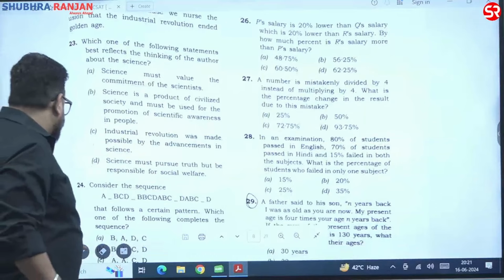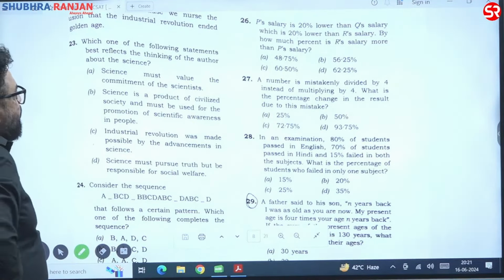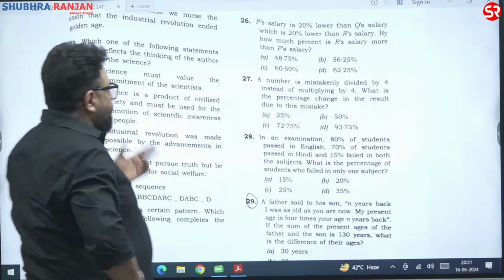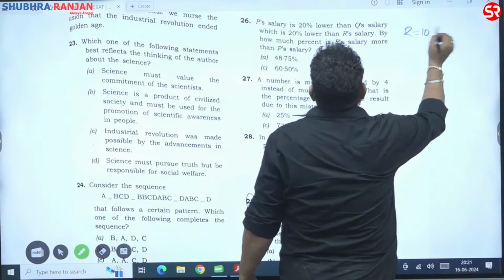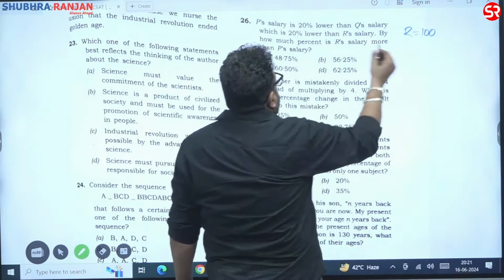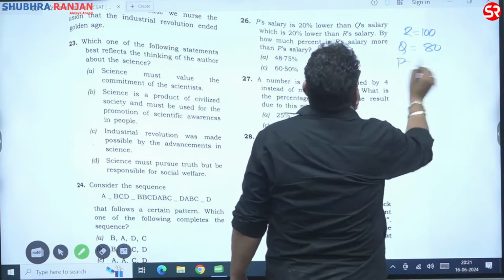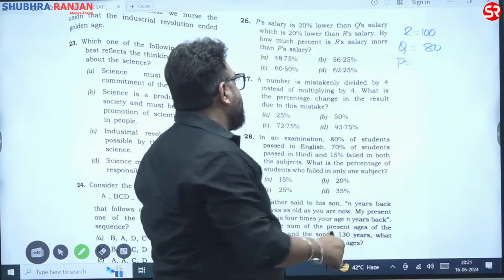See, P's salary is 20% less than Q's salary, which is 20% less than R's salary. So what I've done is I have taken R to be 100. So Q's salary, 20% less, is 80. So P's salary is 20% less. 20% of 80 comes out to be 16. So P's salary is 64.